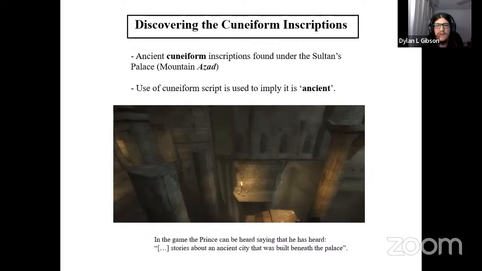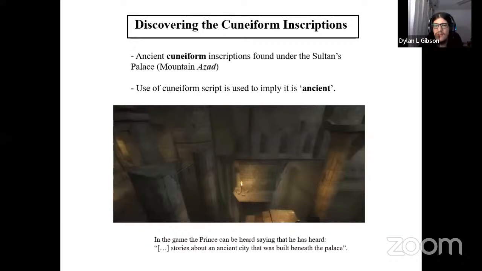But now to focus more on the cuneiform inscriptions in the game and the archaeological component that is the focus of this. So in the game, when they are at the Mountain of Azad, at that palace of the Sultan of Persia, the prince eventually, once the sand has been released and these sand monsters are running around attacking everyone, discovers an ancient city underneath the mountain.